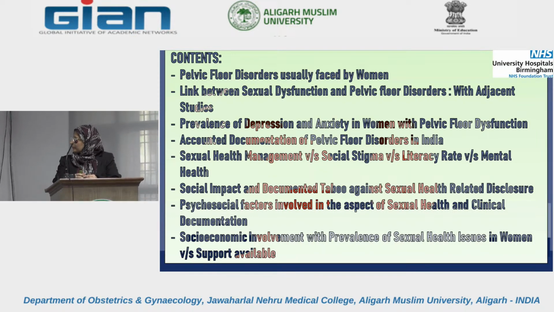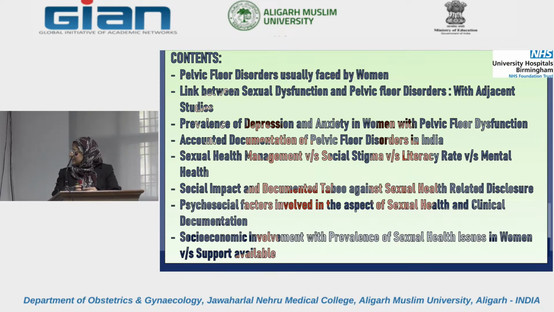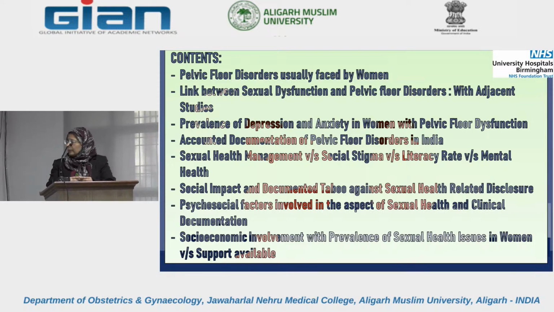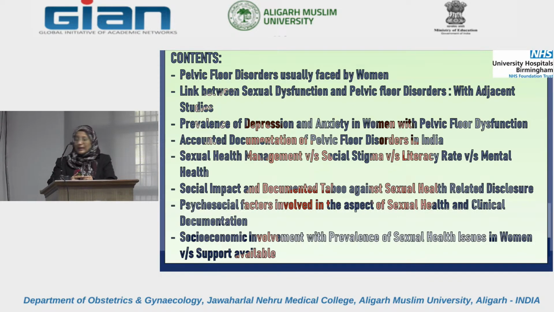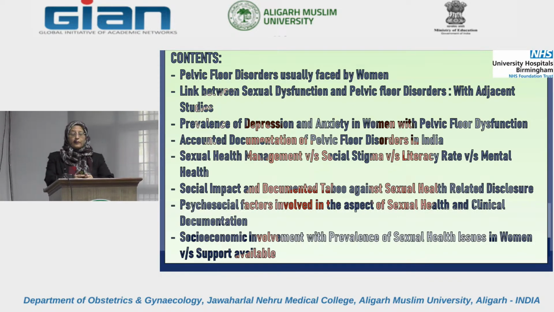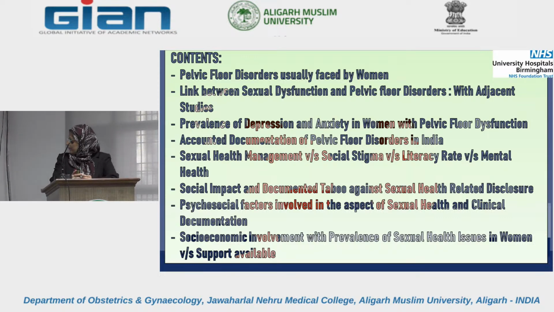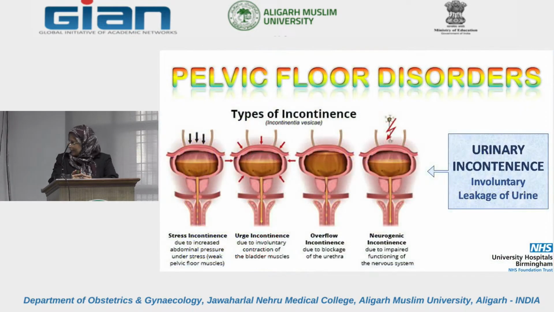So, pelvic floor disorders. Mostly when we say pelvic floor disorders, we are talking about two things. One is urinary incontinence, and the second is urogenital prolapse. They make up the bulk of the pelvic floor disorders, but there are a lot of other problems as well, which are less common. So we will talk about the frequent problems. We will talk about stress incontinence, urge incontinence, overflow incontinence, and neurogenic incontinence during the course of this week.